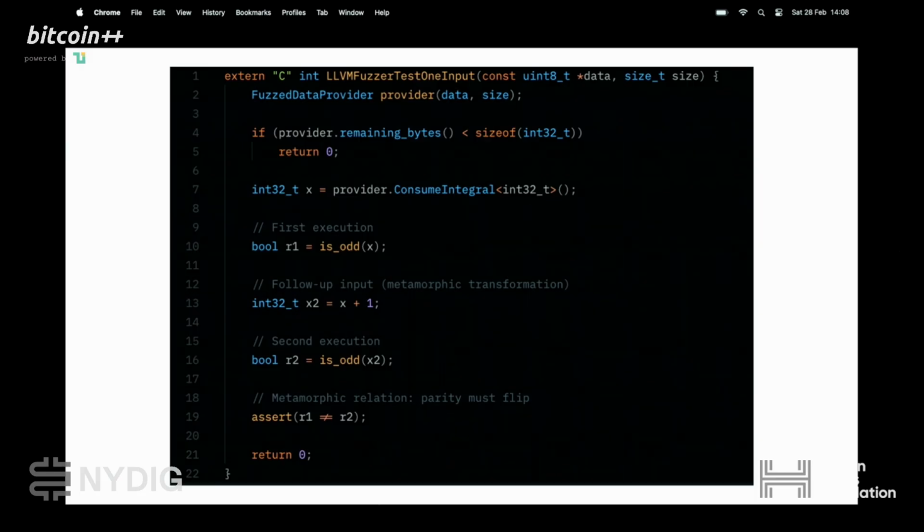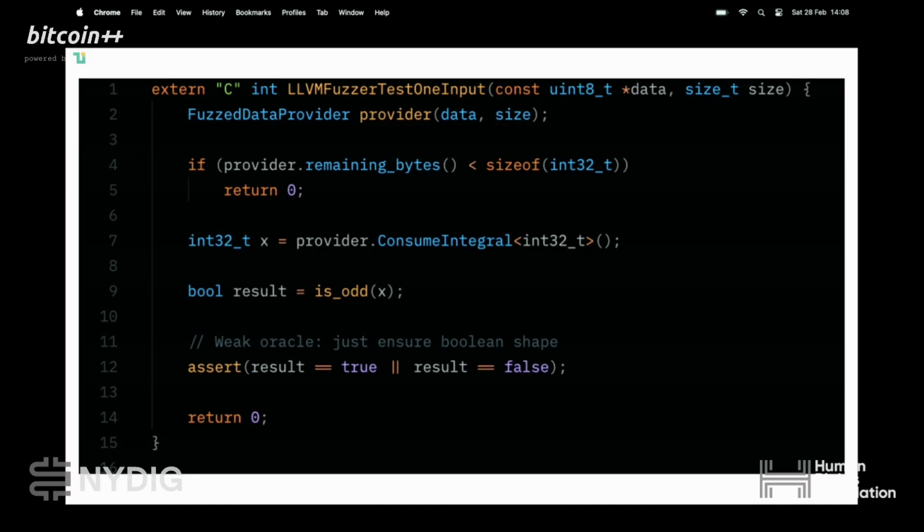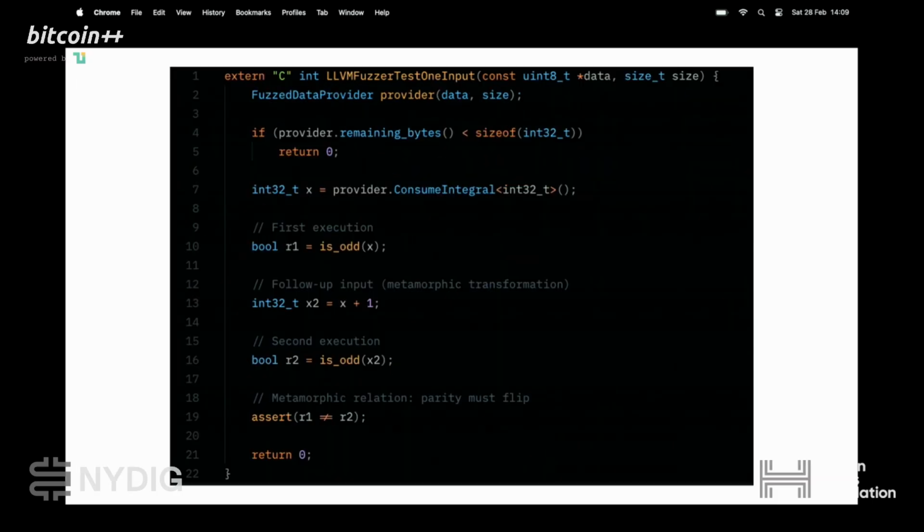So I know that most targets are basically the simple kind, but sometimes you can improve and have some metamorphic relations like this. And if I introduce a bug in this isOdd function, here we will detect that bug because we have the assertion, and we are verifying the behavior with two numbers.